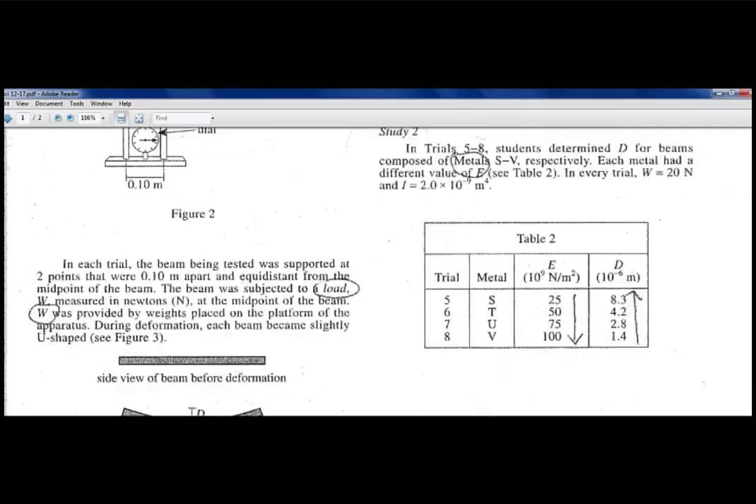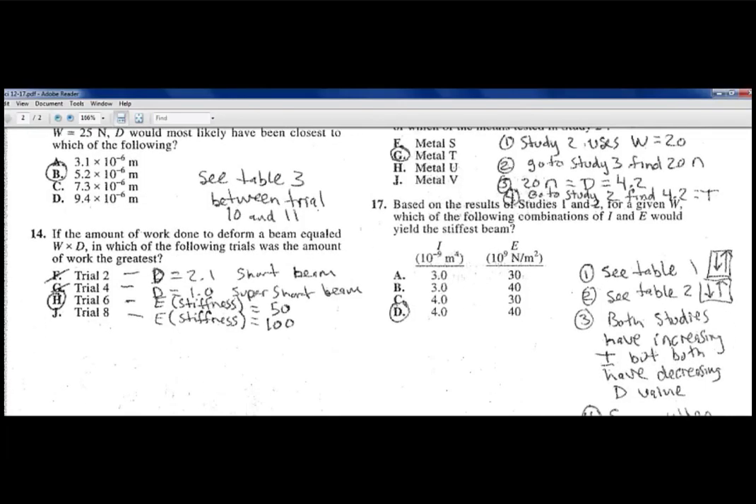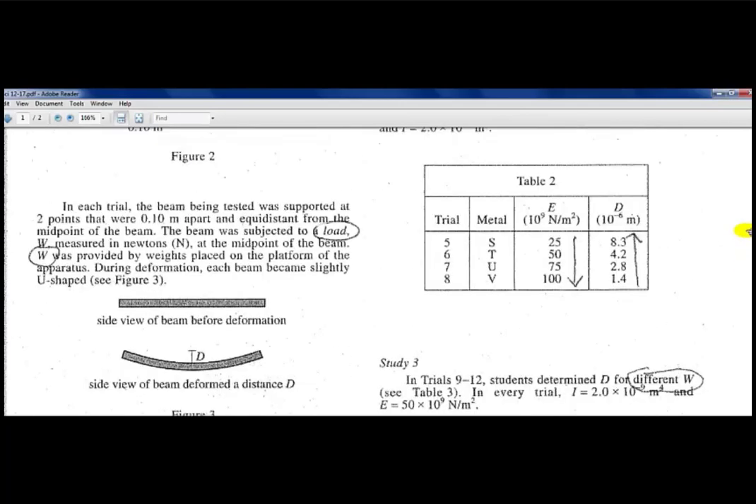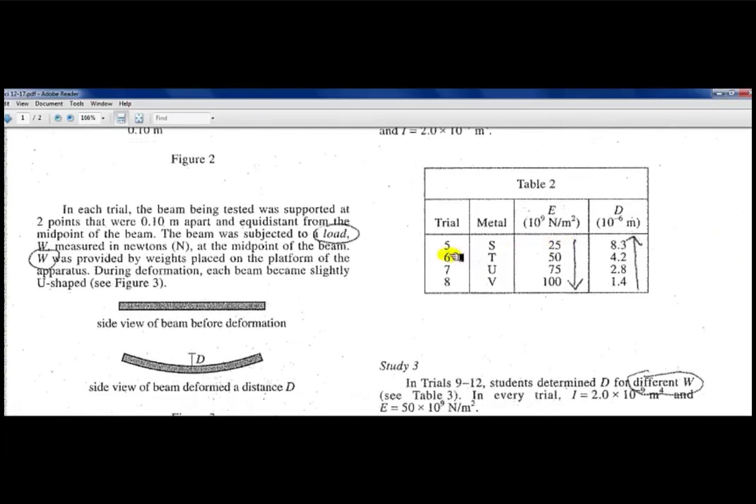Now we need to go down and look at the next two experiments and compare those. Remember, now we're going to look at trial 6 and trial 8. Let's go ahead and find those. And trial 6 is here.